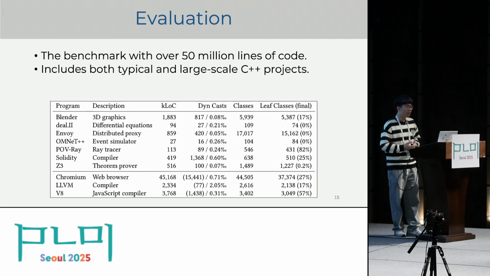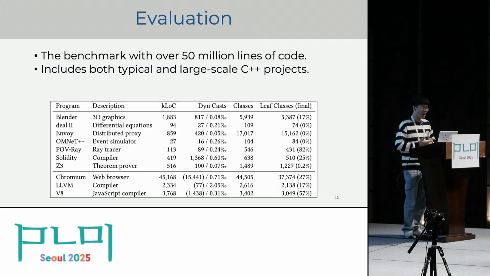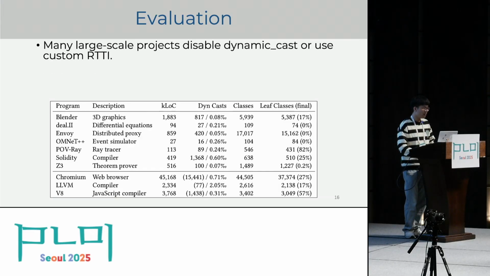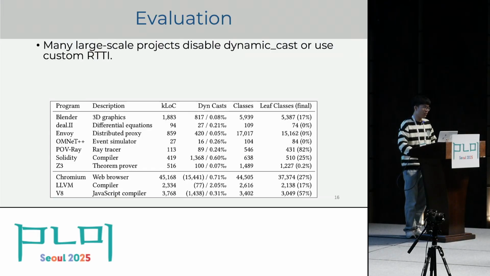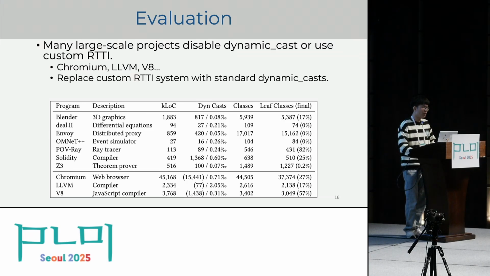So now we have worked through our method. Let's see how it holds up in practice. To evaluate our optimization, we built a benchmark with over 50 million lines of code, which includes both typical C++ projects and large-scale ones. But many large-scale projects disable dynamic cast or use a custom RTTI system, for example Chromium, LLVM, and V8. For these projects, we replace the custom RTTI system with the standard dynamic cast.